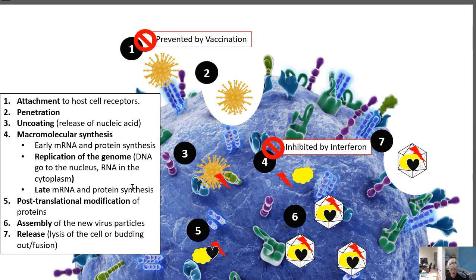Late messenger RNA and protein synthesis. 5 is post-translational modification, which usually happens on the ER, goes to the Golgi apparatus and is exited through the cell. Assembly of the new virus particles, and then release and lysis of the cell, or budding or fusion, where it just kind of comes out.